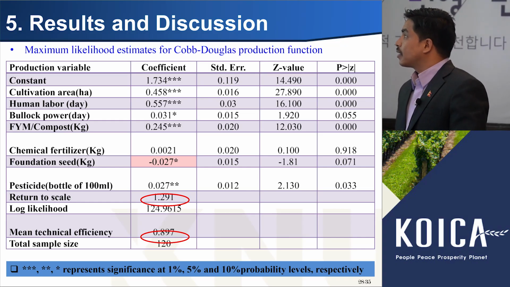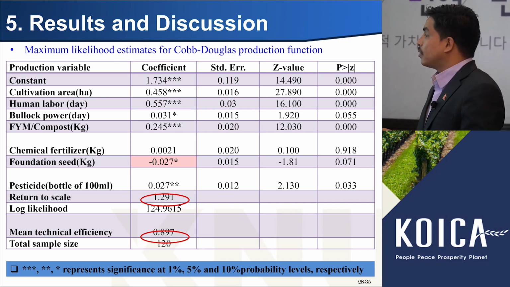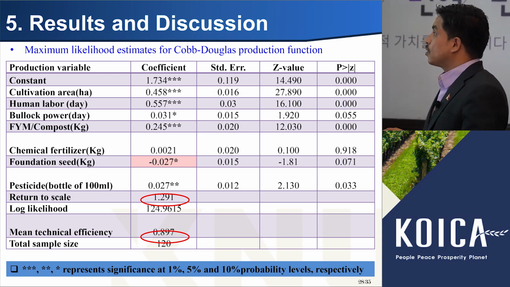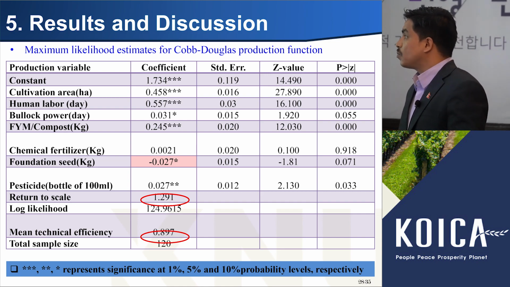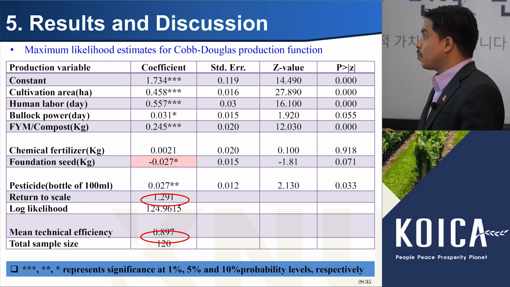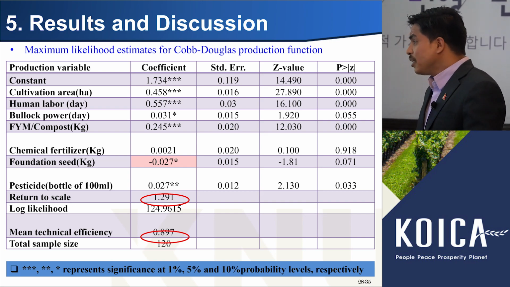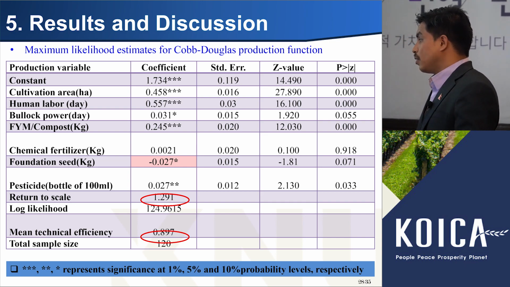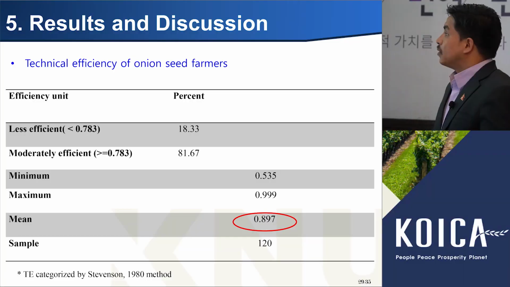This is the technical efficiency found by the stochastic frontier production model. I used the Cobb-Douglas production function. We can see here that all variables except foundation seed positively influence the production of onion seed. Only foundation seed is negatively influenced, and the return to scale is 1.29. That means farmers are getting benefits from these sectors, and the mean technical efficiency was found to be 89.7%, with a sample size of 120.